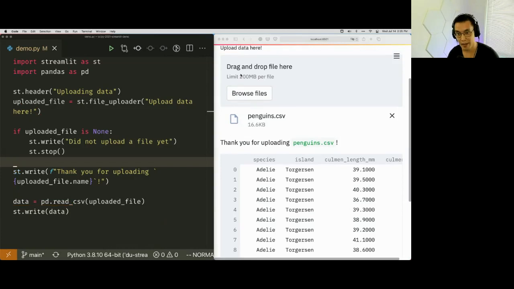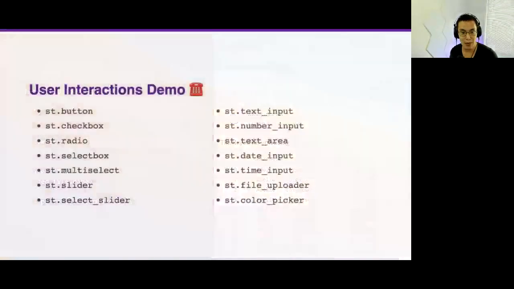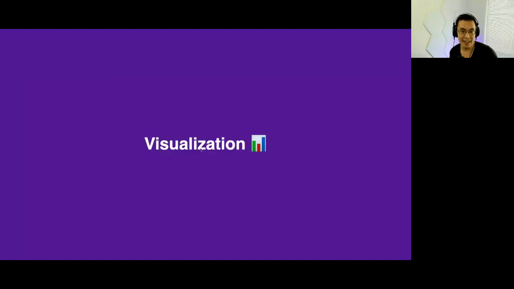For those who notice that there's a 200 megabyte limit, you could change that by changing how you start up the Streamlit session in the command line. So that's user interaction. Let's get to the next part, which is visualization.